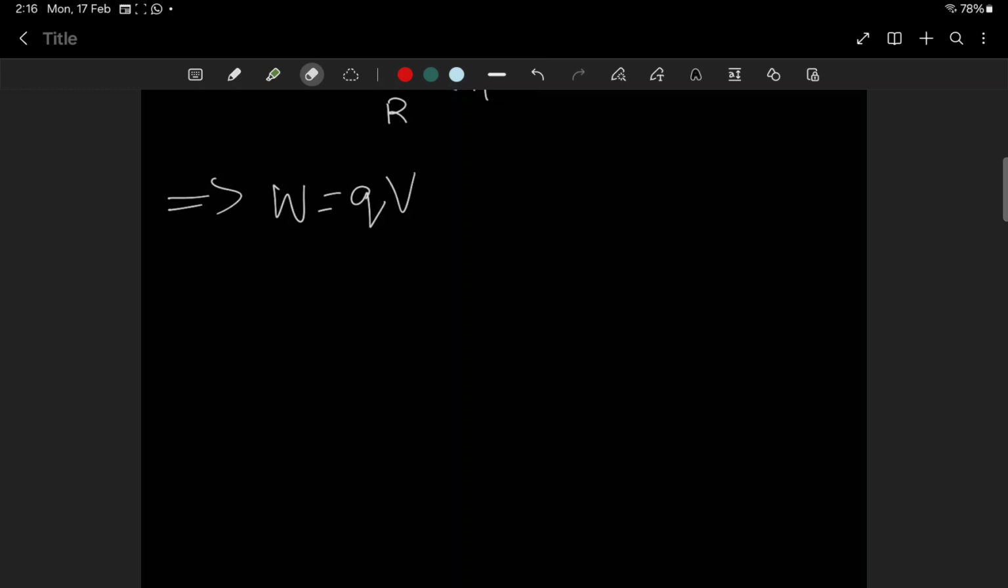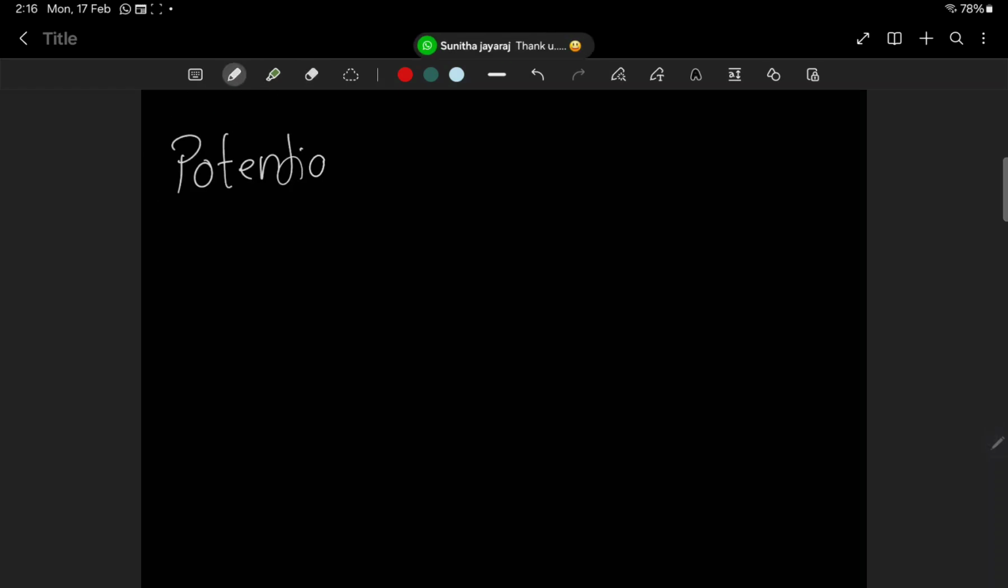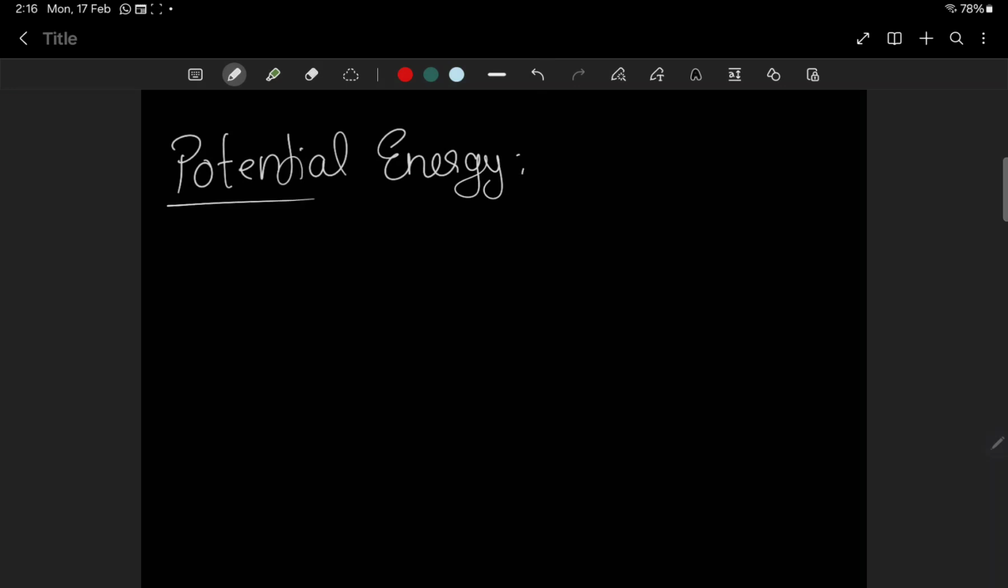Now they are also telling some more things, about potential energy. It is the energy due to the potential. Look, the potential energy of a charge Q at a point is the work done by the external force in bringing the charge Q from infinity to that point. That's the potential energy.